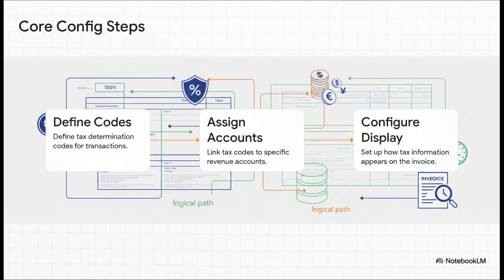This here is a little peek behind the curtain at the core setup. You can think of it like setting up a roadmap. In the back end, you're basically telling the system, hey, when you see revenue from this kind of source, it needs to follow this path to find the right tax code. You're just connecting the dots between your revenue and your tax rules. And the beautiful part is, you set it up once, and it just works, automating millions of future transactions.